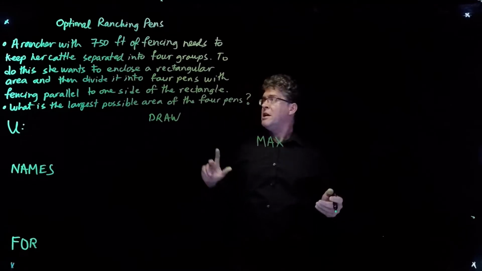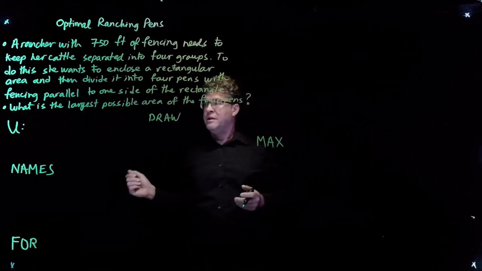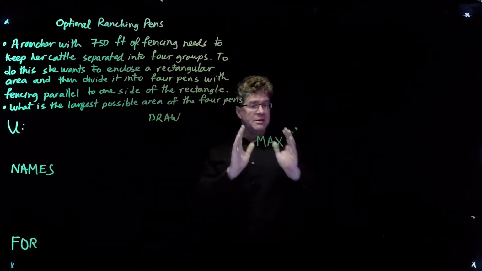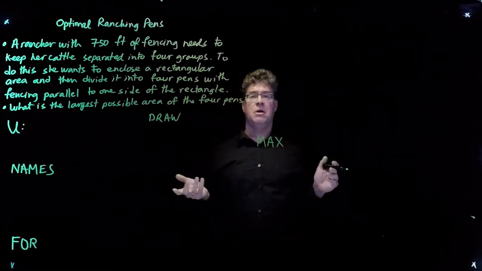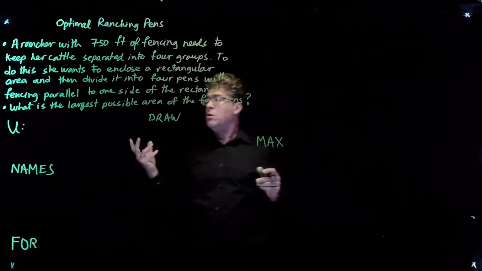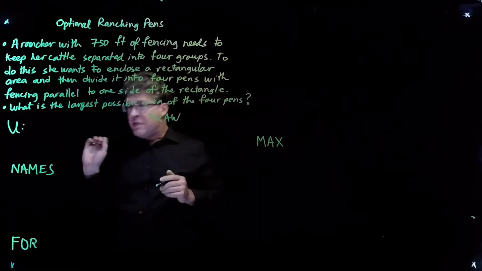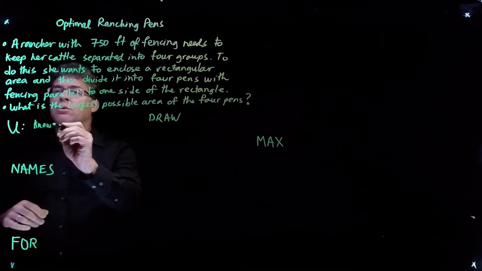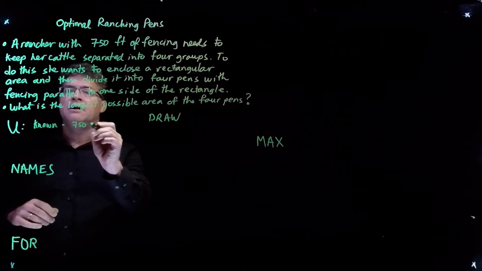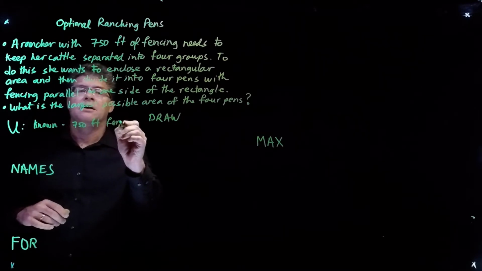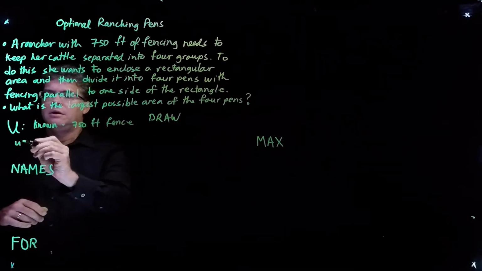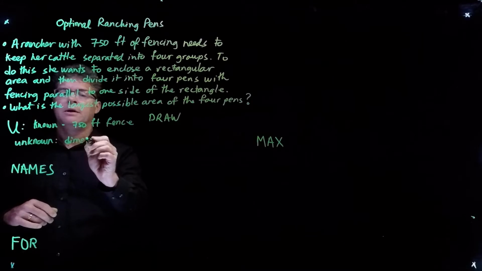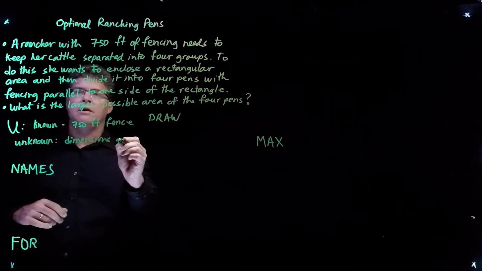And remember, the way we think about these optimization problems is you draw names for max, min. And I just put max up here because we're trying to maximize the total area. And so U is for understanding, and the key thing to understand is what's known and unknown. And so here, what's known is 750 feet of fence. And what's unknown is the dimensions of the rectangle.